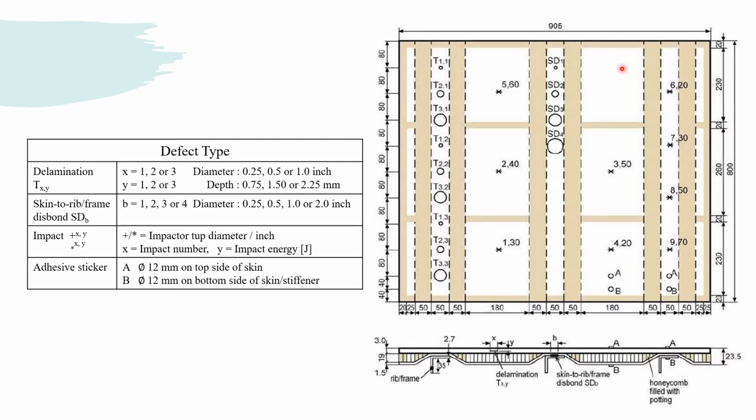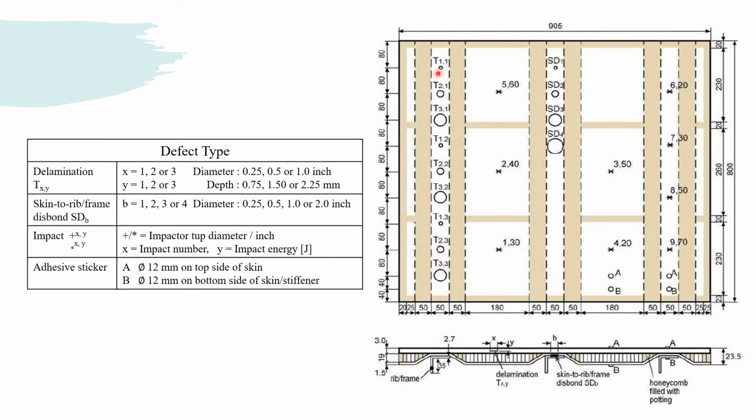Here some points are denoted like this: T1.1, T2.1, T3.1, T1.2, T2.2, T3.2, and similar ones, and others denoted as SD1, SD2, SD3, SD4. What is the meaning of this? And there are some holes which are denoted by A and B. What is the meaning of this? This is the defect type.